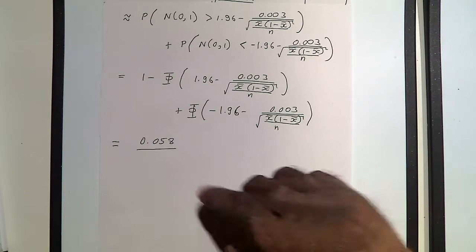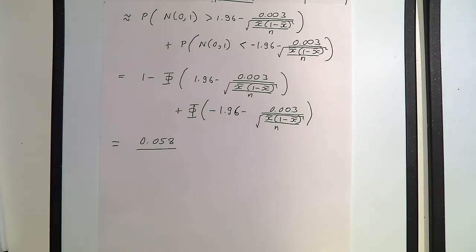Right, so that's the probability of rejecting H0 when the true value of P is 0.103. Right. Okay, you guys okay with this? All right, good.